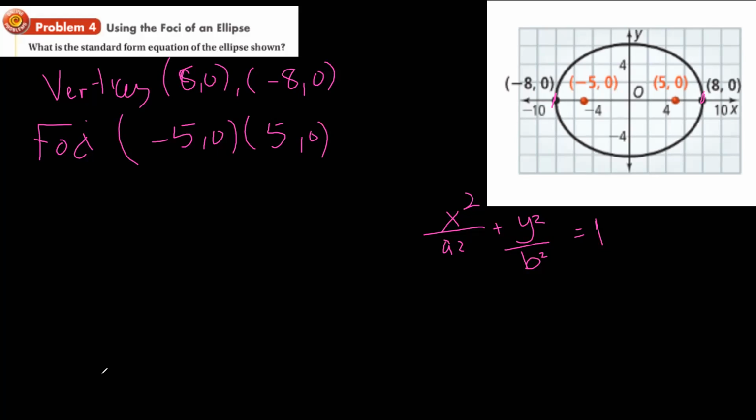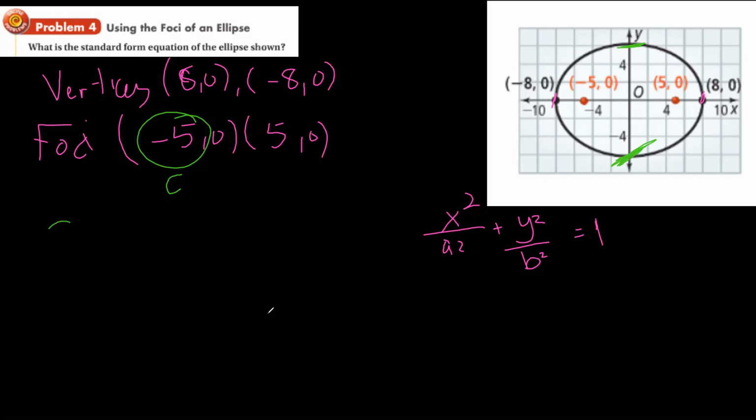So the foci here are 5 and negative 5. I need to find b here. Isn't it 6 and negative 6? If you look at the squares, yes, you will find it is 6. But I want to find it by the equation. So from here I have c is 5.